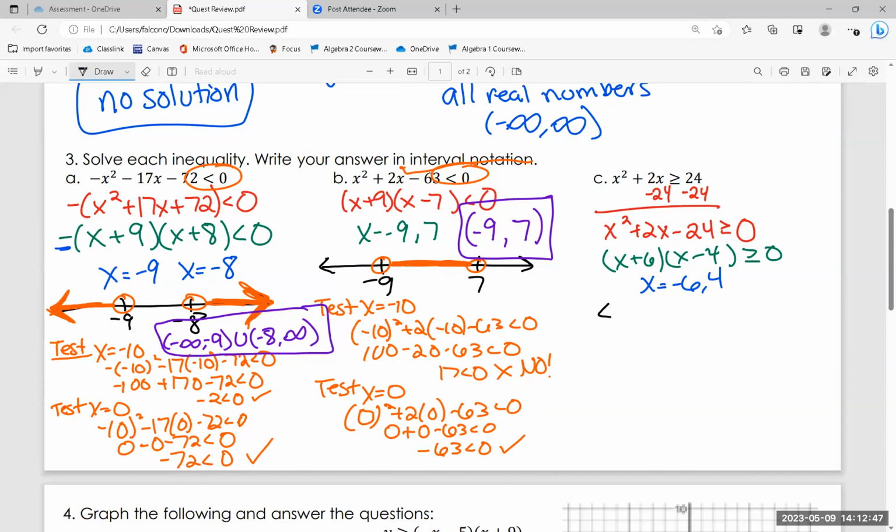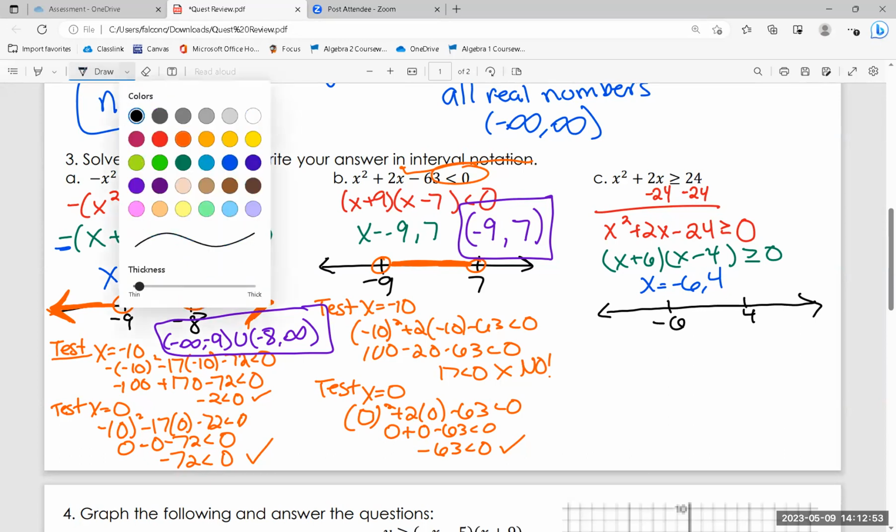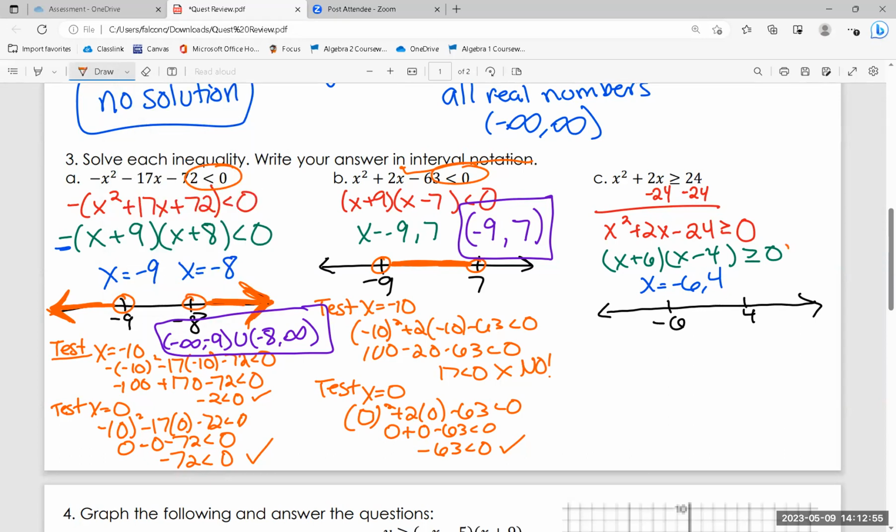All right, so let's graph to help. So we want -6 and 4. Now these are going to be closed circles because we are equal to. So we want closed at -6 and closed at 4.